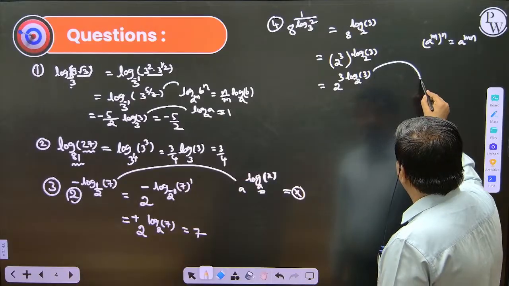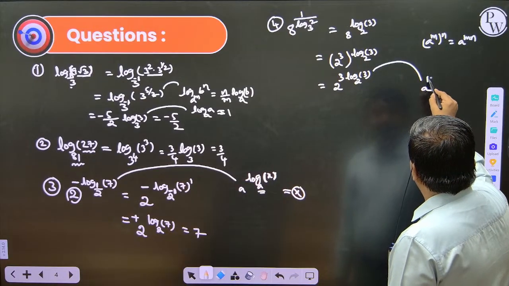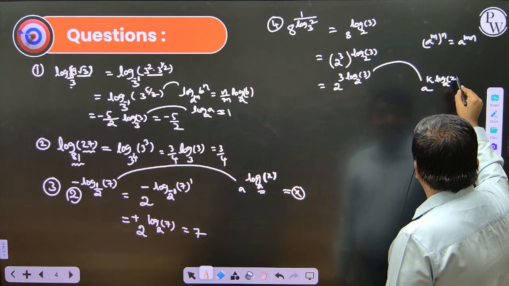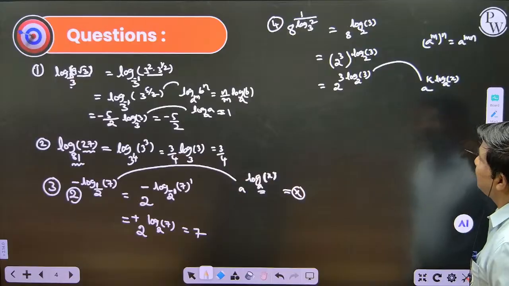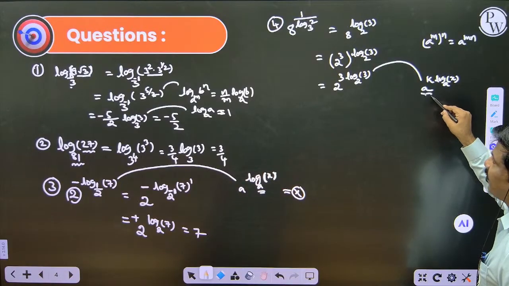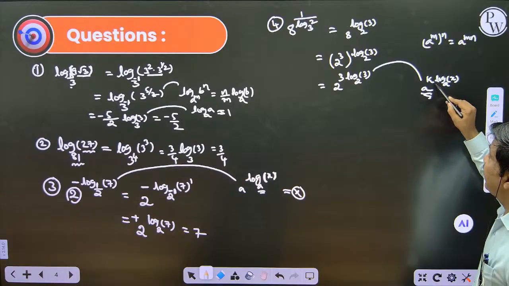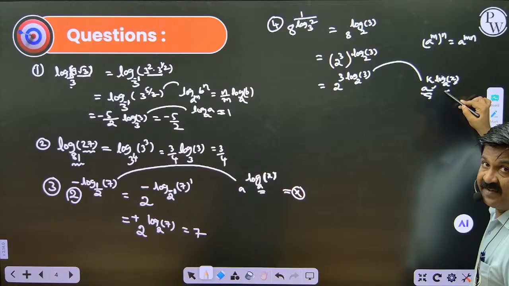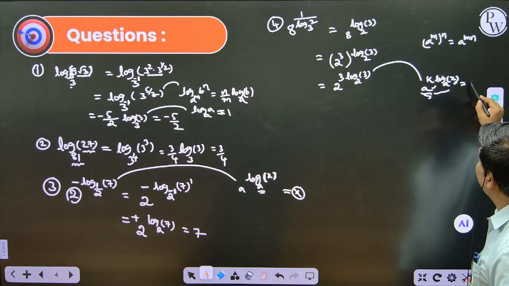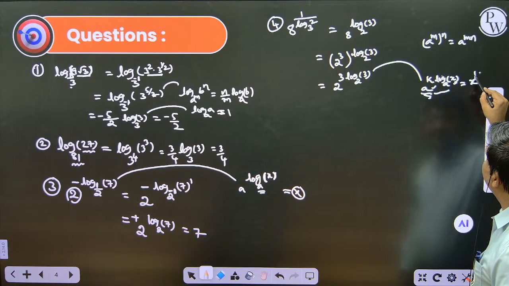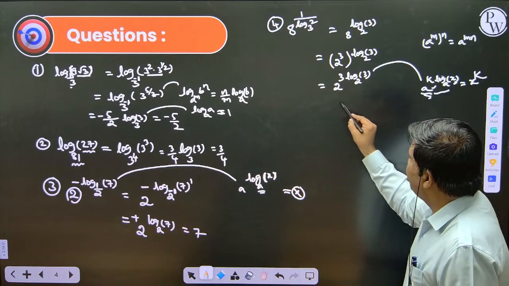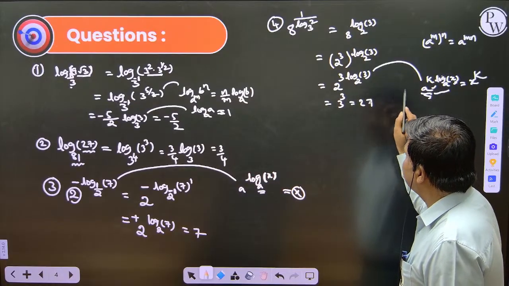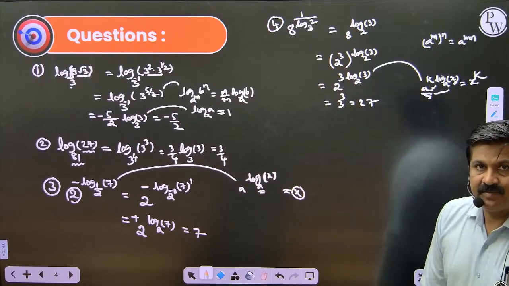Now which form does it look like? A power of k into log x to the base a form. So it is equal to x power k. So this is equal to 3 cube. 3 cube is equal to 27.